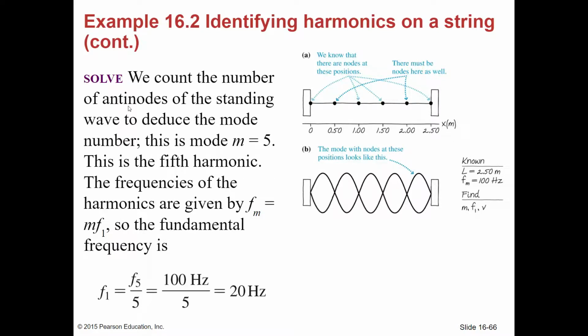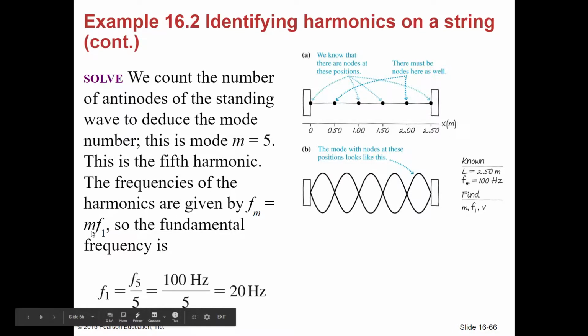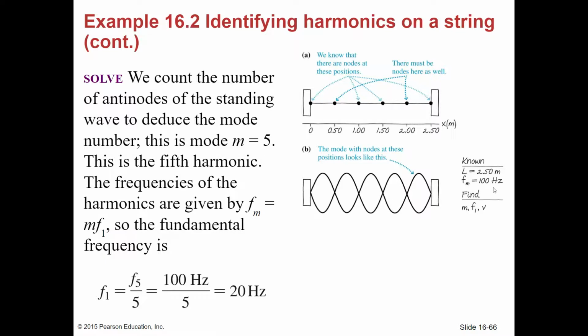Let's count the number of antinodes, because the number of antinodes deduces the mode number, right? So there's 1, 2, 3, 4, 5 of these antinodes, which means we're in mode 5, so M5. Which means we know that this frequency is going to be this FM, because we're in mode 5, right? So F5 equals 100 hertz.